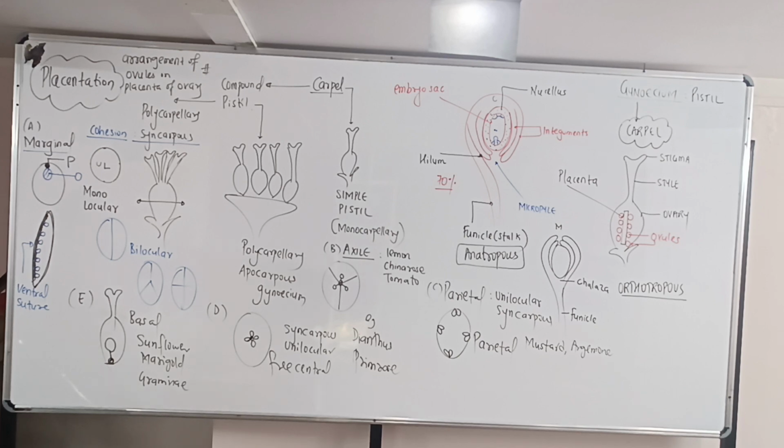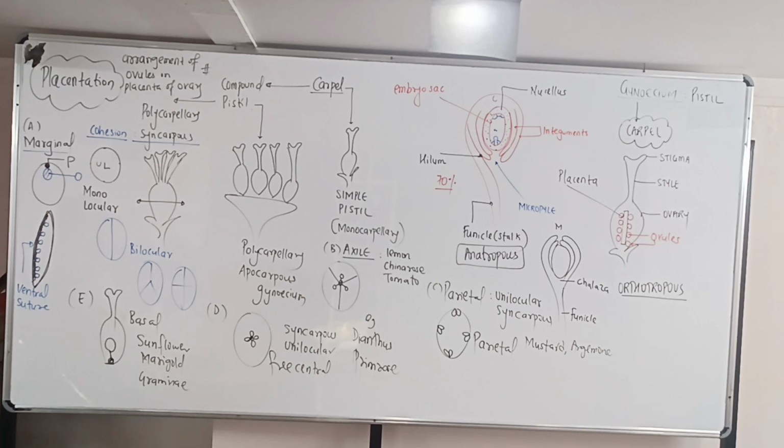Now, a typical angiospermic ovule is anatropous or orthotropous? Anatropous. It shows the presence of integument, micropyle, funicle, hilum, chalaza, nucellus, and the embryo sac. Details are in your 12th, reproduction in flowering plants. If there is only one carpel, you call it a simple pistil. If many, it will be called a compound pistil. A compound pistil can either be apocarpous or syncarpous.